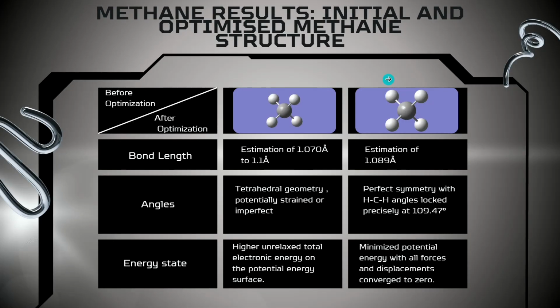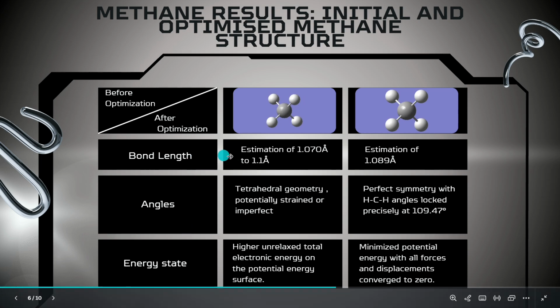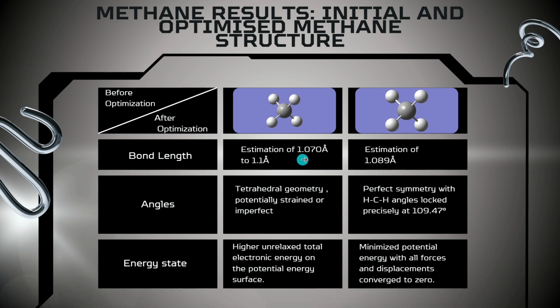For methane, the first column is the structure before optimization, and the second column is after optimization. We can see the difference in three criteria, which are bond length, angles, and energy state. For bond length, before optimization it is 1.07 to 1.1, while after optimization it is 1.08, which is increasing.